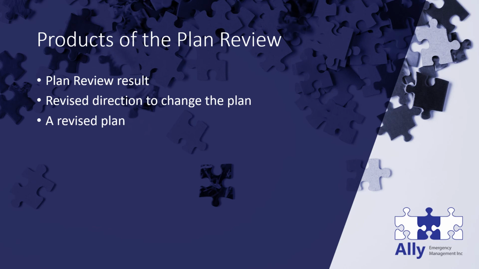The products of the plan review are quite simple. It's the result of the plan review. Either yes, everything's good, all the assumptions are still valid, the information that we put into it still applies, or no, this has changed, we have to do these tweaks. That would be the direction to change the plan. And then the final product would be, as applicable, a revised plan for the team to review.